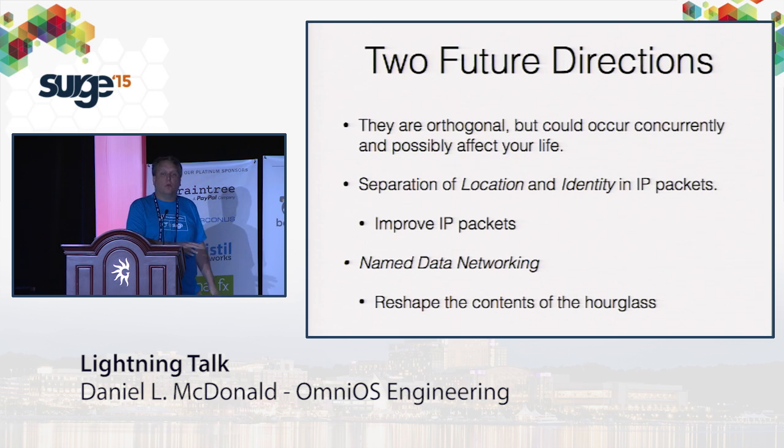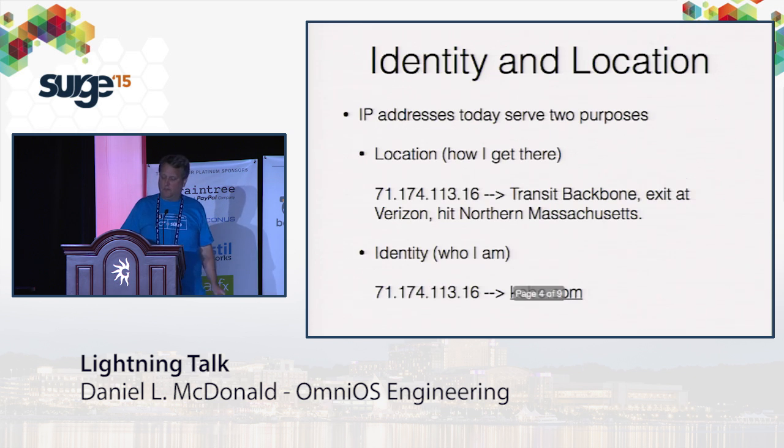2 future directions that are being worked on by groups in the IRTF and in academia in general are orthogonal to each other, but they could end up affecting people in ops. I think the first one will be medium term and the second one will be long term. The first is the separation of location and identity in IP packets. Basically it's an improvement on the protocol hourglass where IP gets a little better. And then named data networking, which is going to reshape the hourglass and put a different thing in the middle narrow waist.